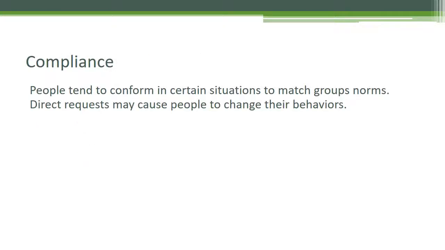Compliance. People tend to conform in certain situations to match group norms or expectations. Direct requests may also cause people to change their behaviors. Often we do this without even thinking. Mindlessly we comply. The example that was given in the book that I found interesting was where an experimenter tried to make copies and stood in line behind several people to do that. These people complied 93% of the time when he just asked to step ahead of the others by saying he needed to make copies.